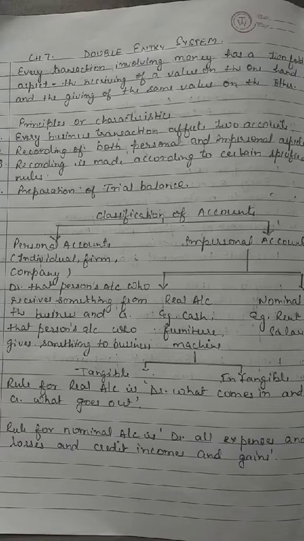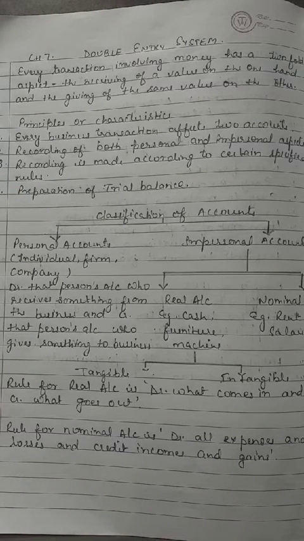Third, recording is made according to certain specified rules. So what is that? In double entry, once one account is debited, the other is credited. It does not mean that any account can be debited and any can be credited. There are certain rules of debiting and crediting the accounts, and credits and debits are made on the basis of these rules only.